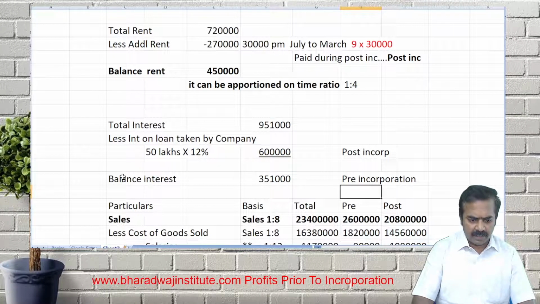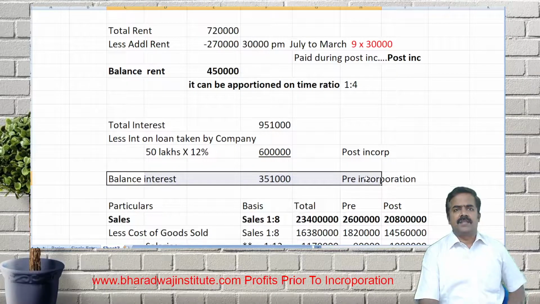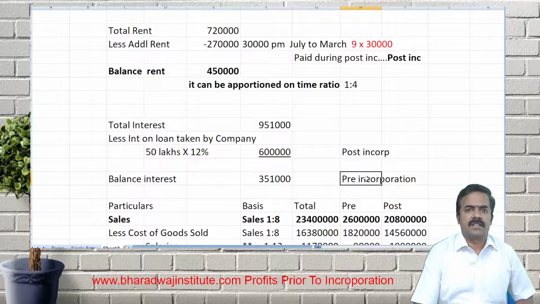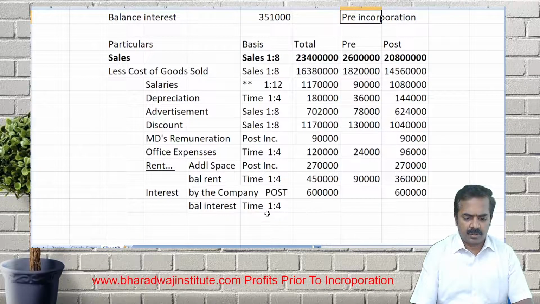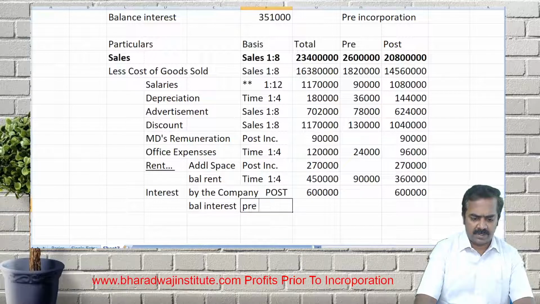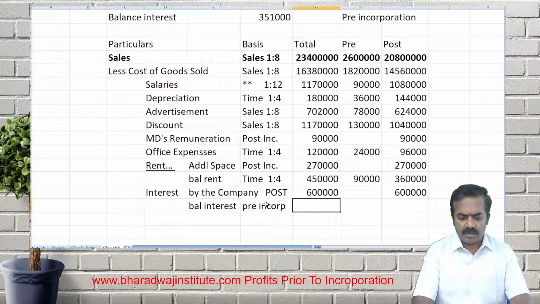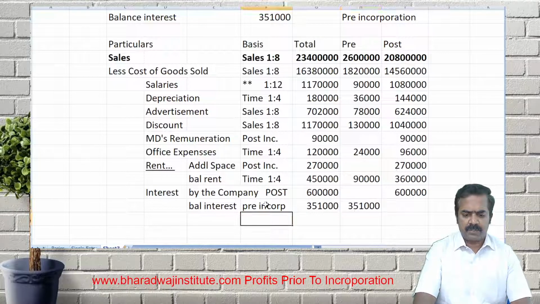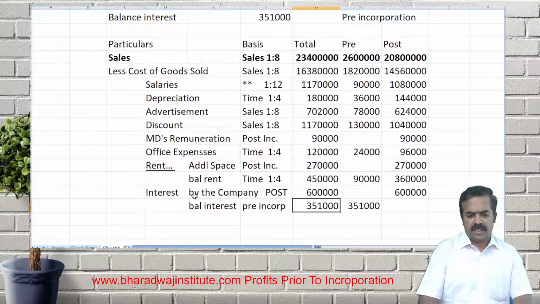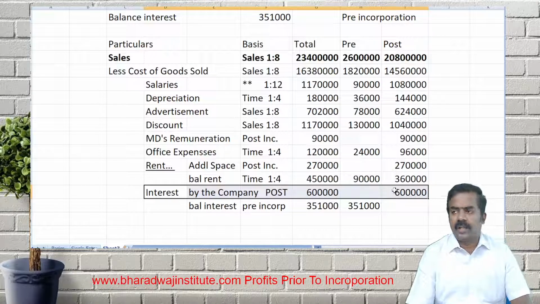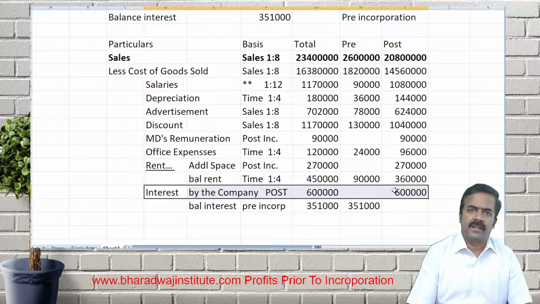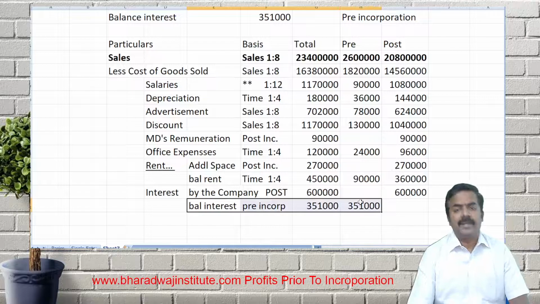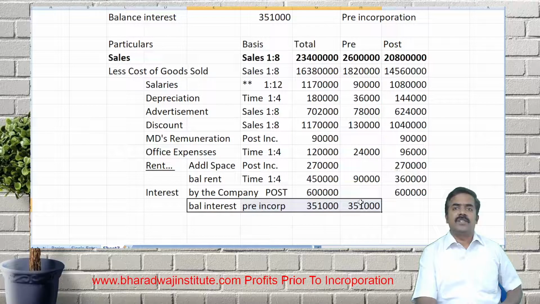It's clearly given in the problem that the balance interest was paid for purchase consideration up to the date of purchase. So balance interest for pre-incorporation. What is the amount? 3,51,000. It is only for what? Pre-incorporation. Otherwise, for the interest on loan taken by the company, it will be charged in which period? Post-incorporation period. Remaining interest, if nothing is specified, now we will go by which ratio?